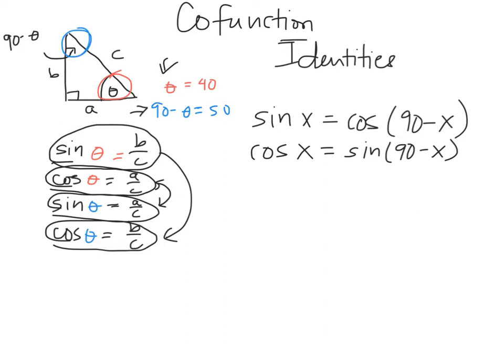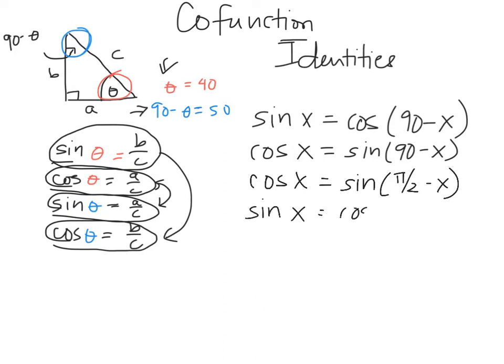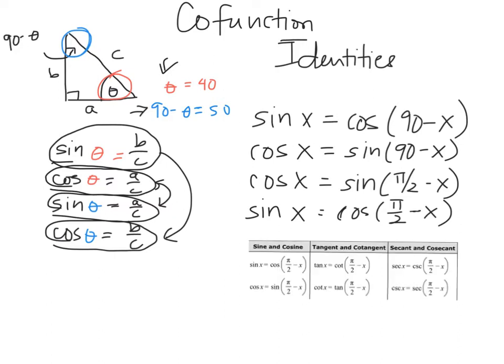And normally you won't see 90. You will see pi over 2. So the problems you will see, it's going to be pi over 2 instead of 90. And pi over 2 is just 90 in radians. And so you should copy this chart in your notebook.